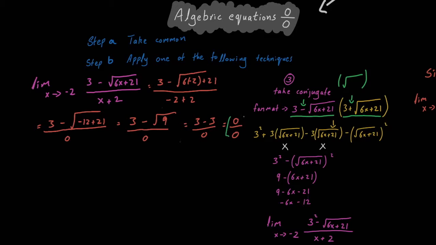Now whenever we have 0 divided by 0, we apply one of the manipulation techniques. The first step is to try taking common, so we'll do that. We can see that we cannot take anything common from either the numerator or the denominator, so we'll write the same expression again. Step B is to apply the manipulation technique.